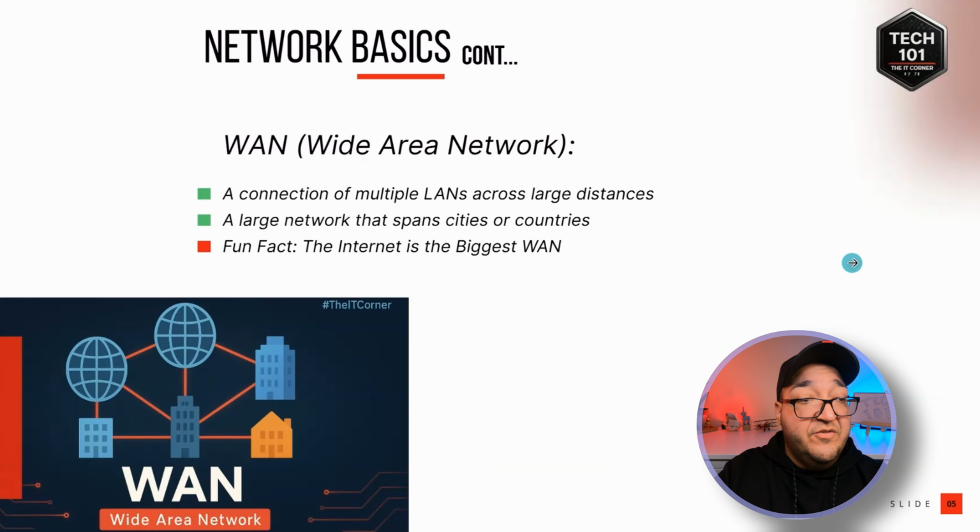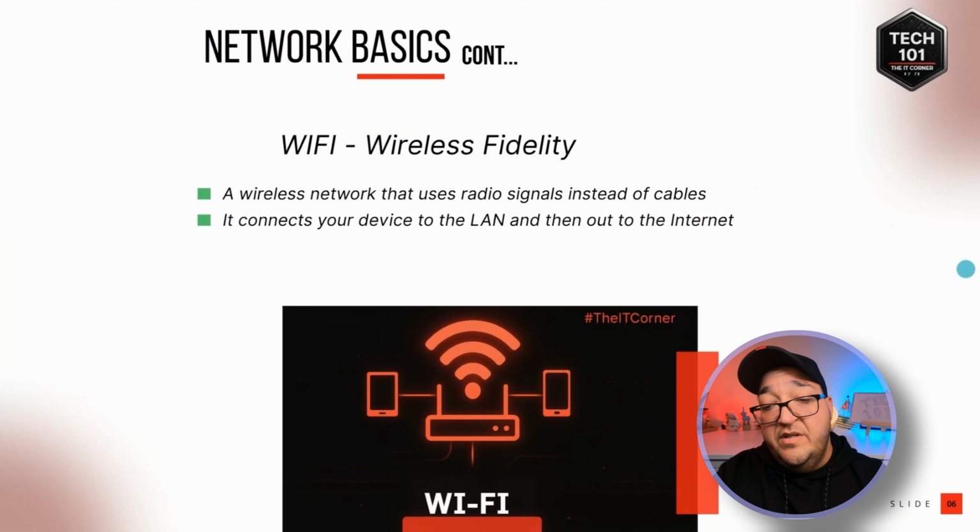Now let's move on to the next one. Let's talk about Wi-Fi. Wi-Fi is how most of us connect to the network without plugging into any cables. It uses radio waves to send and receive data between your devices and your router. So when your phone or laptop connects to your home Wi-Fi, it's really joining a LAN, but doing it wirelessly. From there, your router sends the data through your modem to reach the internet. It's like your Wi-Fi is the on-ramp to the digital highway.